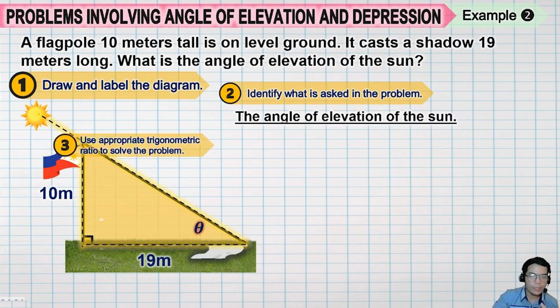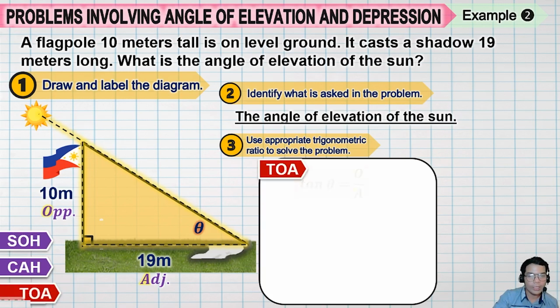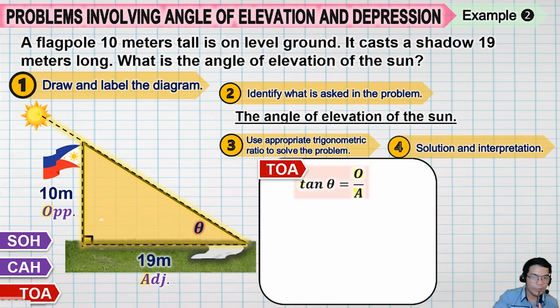So opposite yung ating 10 meters, adjacent yung ating 19 meters. Therefore, ano yung sa apat ang gagamitin natin dyan? We'll be using TOA, which means tangent theta is equal to opposite over adjacent. Therefore, it's gonna be tangent theta is equal to 10 over 19. Dahil ang opposite natin ay 10 at ang adjacent natin ay 19.